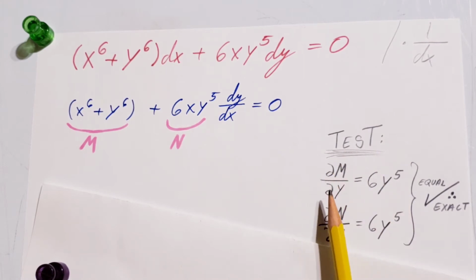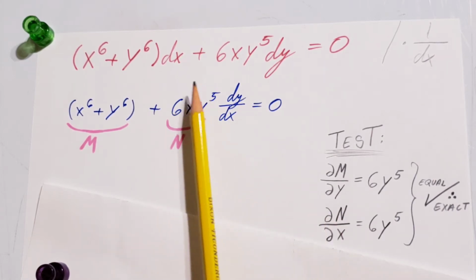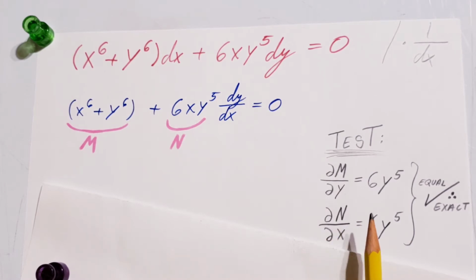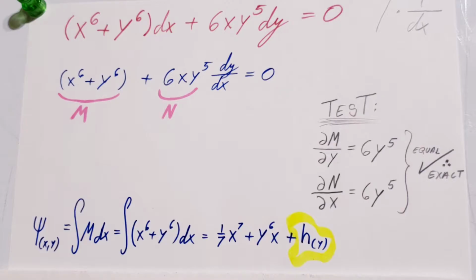First, we're going to take the partial derivative with respect to y of the part M, and that's going to give us 6y to the power of 5. Then, the partial with respect to x of the part N. It also gives us 6y to the 5th. Since these two are equal, that means the equation is exact and we can proceed with solving it by the exact method.